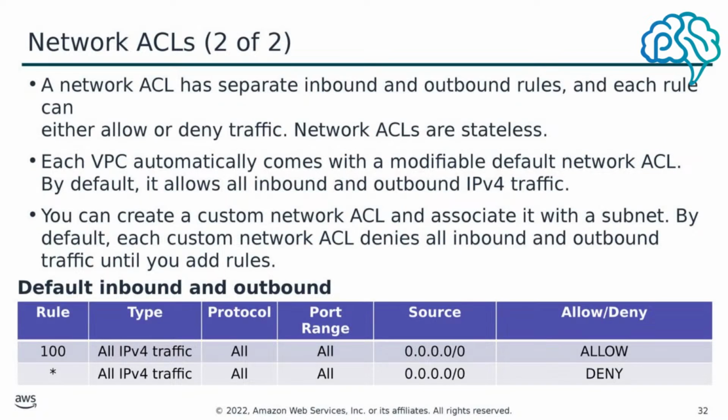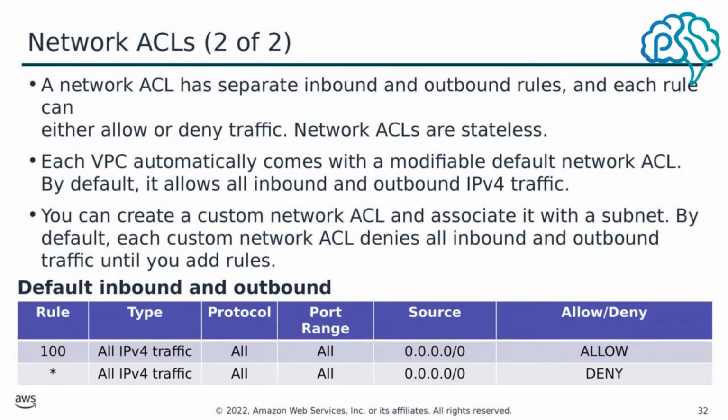So let's talk about a diagram here as well. A network ACL has separate inbound and outbound rules, and each rule either allows or denies traffic. The network ACLs are stateless, so this means that responses to inbound traffic are going to be subject to rules for outbound traffic and vice versa. And the VPC is automatically going to come with a modifiable default network ACL.